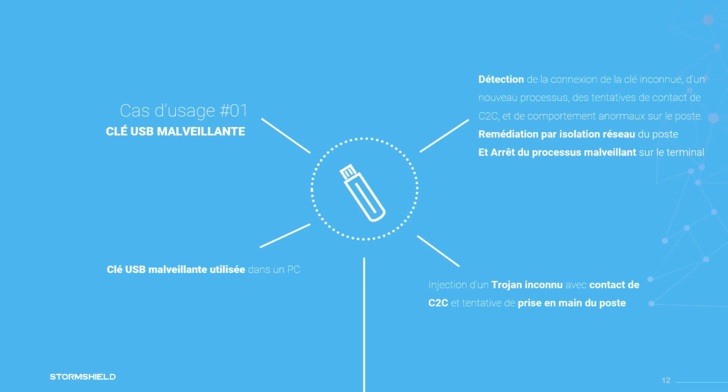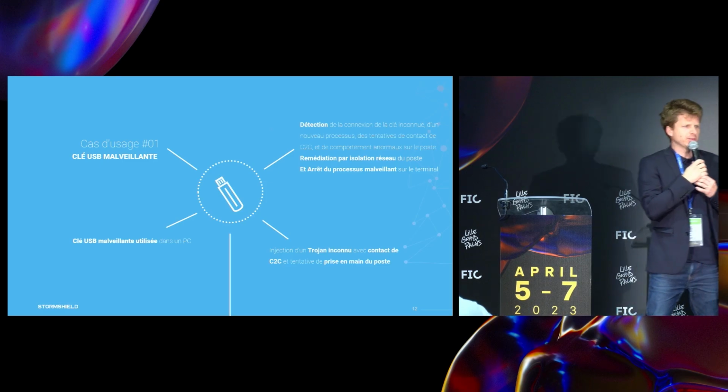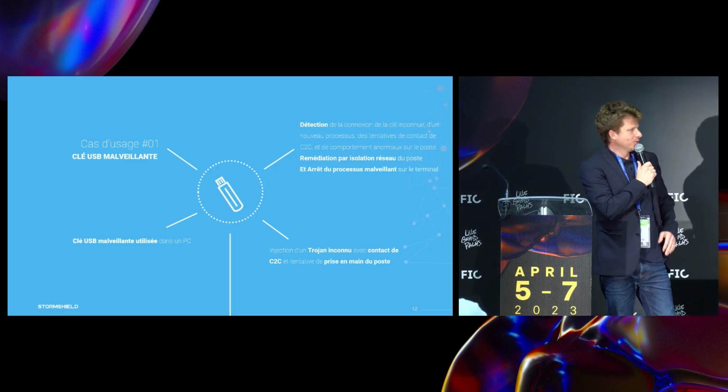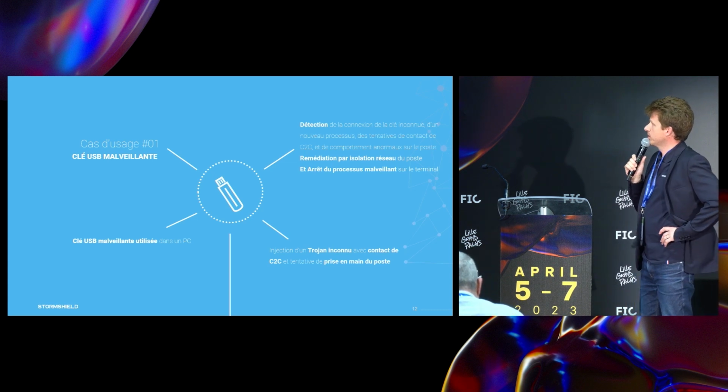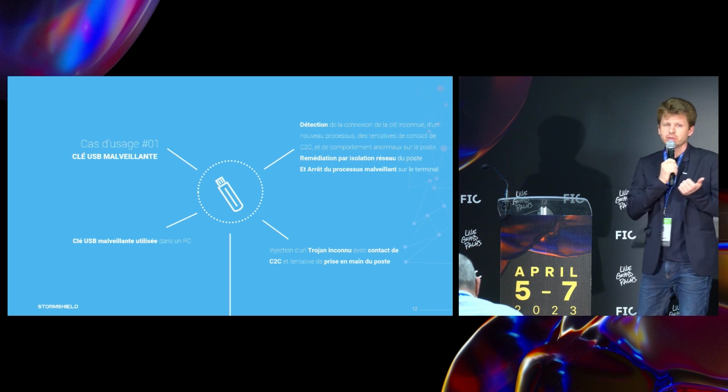Then we have pre-organized scenarios with some use cases that are quite current in threats. For example, the malicious USB key. Obviously, we find them on the floor, perhaps not every day, but regularly, and they carry a Trojan, and the Trojan will contact the command and control server to take over the asset.